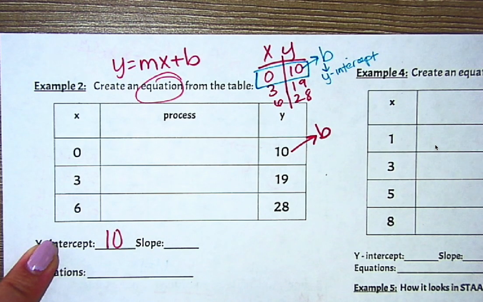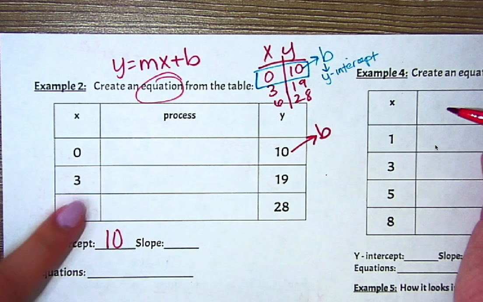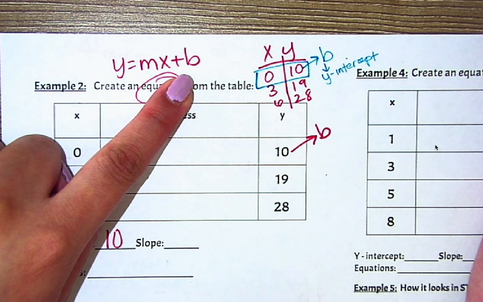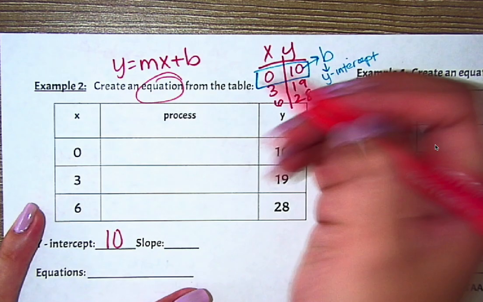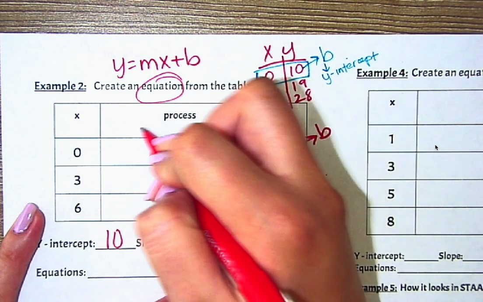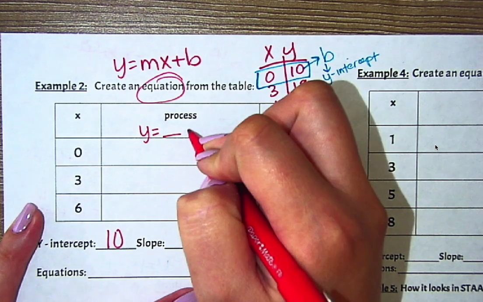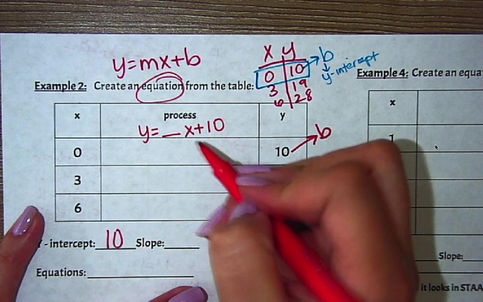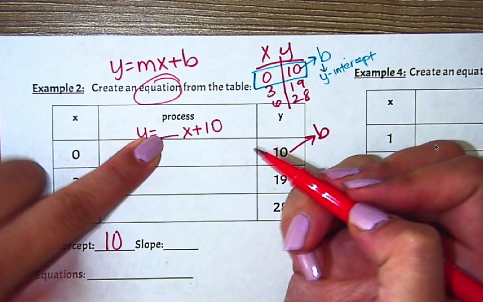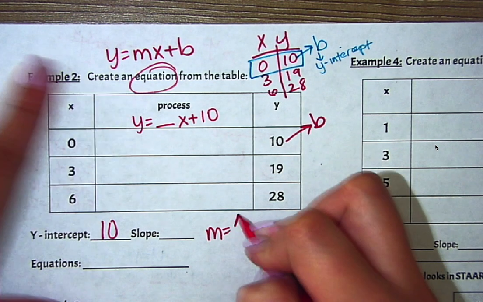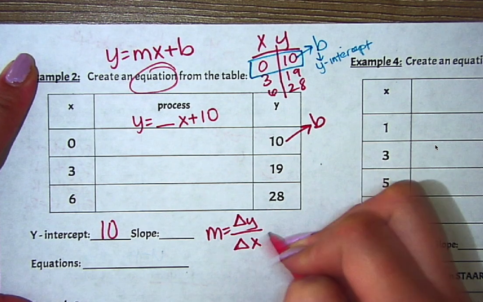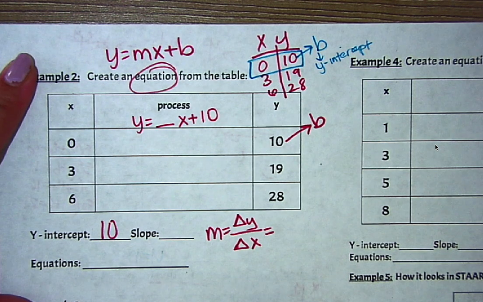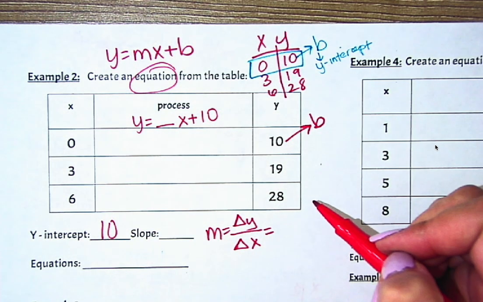Okay, now let's go back to our equation. So I already found my b. My b is 10. So I can plug that in. It's going to be y equals blank x plus 10. Okay, now we got to find our m. Remember that m is the change in y over change in x. Change in y over change in x.